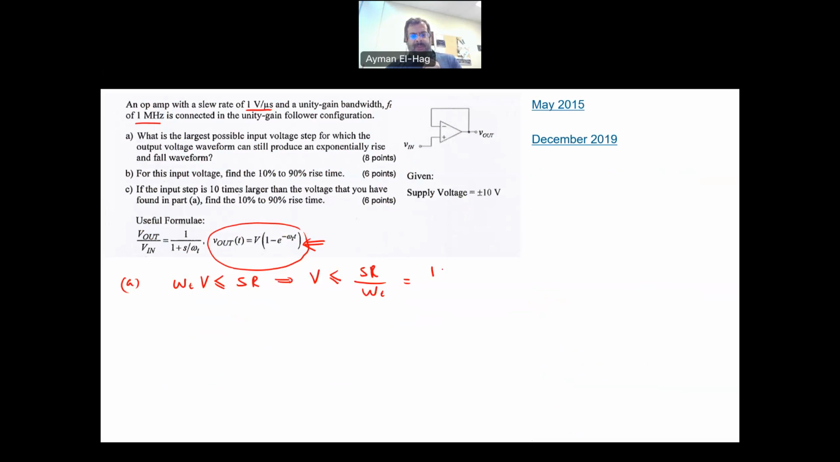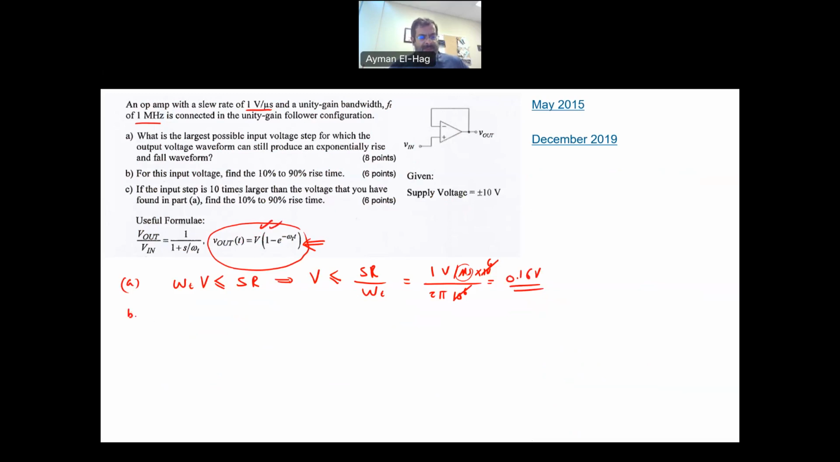Now the slew rate here is 1 volt per microsecond, divided by omega t, which is 2 pi times ft, which is 10 to the power 6. Now we need to convert the microsecond to seconds, so I need to multiply by 10 to the power of 6. So you will have basically 1 over 2 pi, which is 0.16 volt. So if my voltage is less than or equal to 0.16, the output voltage will follow this relationship.